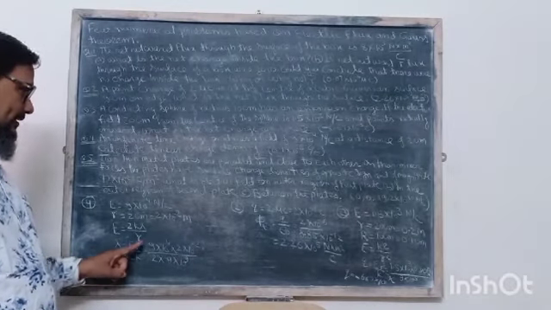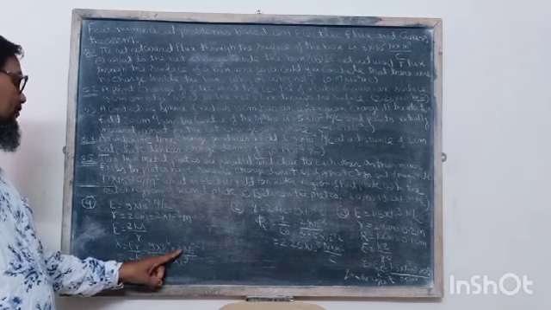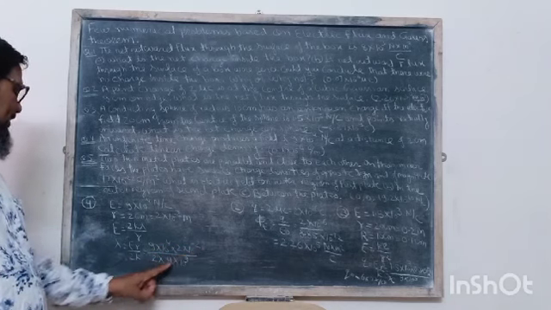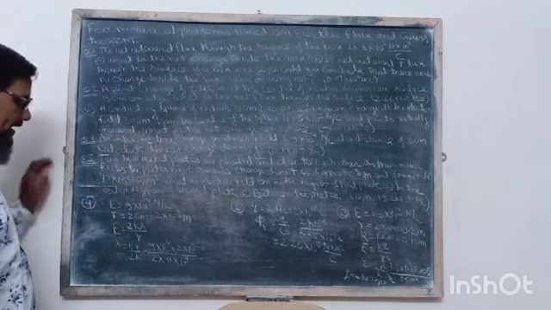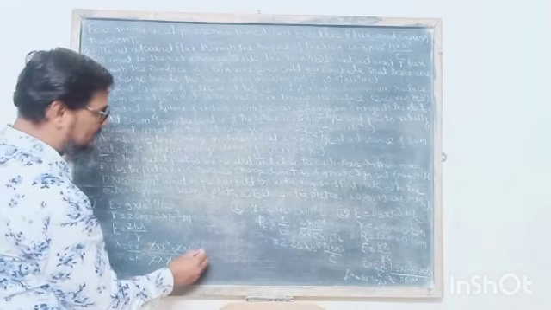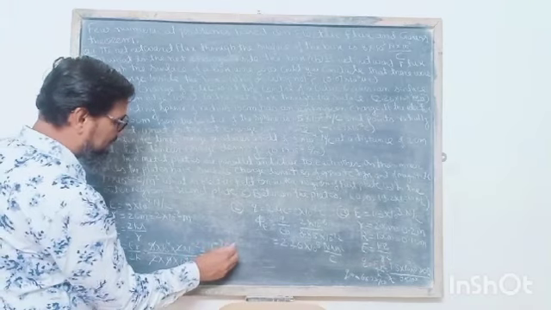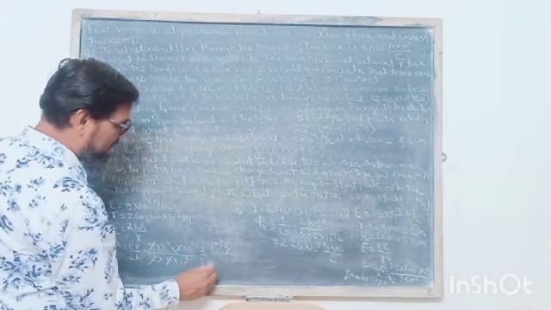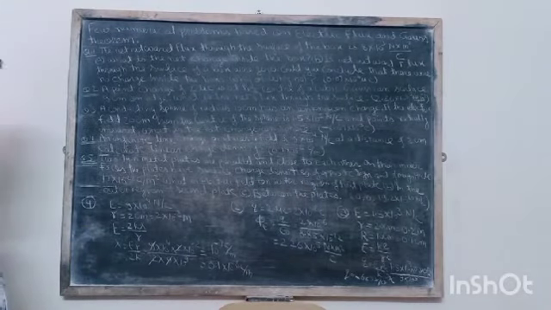Value of E is 9 into 10 raised to the power 4. The value of r is 2 into 10 raised to the power minus 2, 2 centimeter, upon 2k. The value of k is 9 into 10 raised to the power 9. 2 and 2 cancel out, 9 and 9 cancel out, and the answer will be 10 raised to the power minus 7 Coulomb per meter, or 0.1 into 10 raised to the power minus 6 Coulomb per meter. This is the answer of the question number 4.